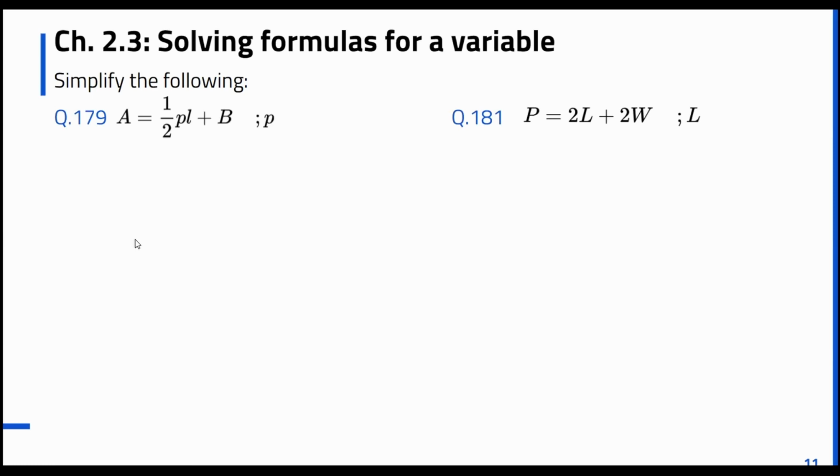You have to put b to the other side. A minus b equals 1 over 2 pl. Oh, wait, please, I need to write it down. So a minus b. Then 2a minus 2b equals pl. Equals what? PL. Okay. Yes, P equals 2a minus 2b over L. Great.